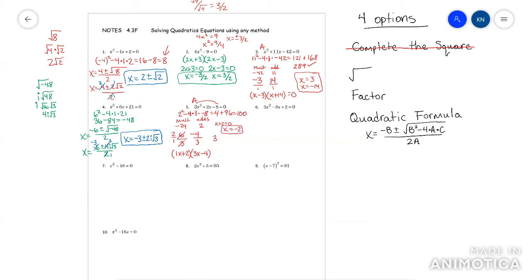And then it's like 3x minus 4 equals 0. So you add 4, divide by 3. X equals 4/3 is my other answer.